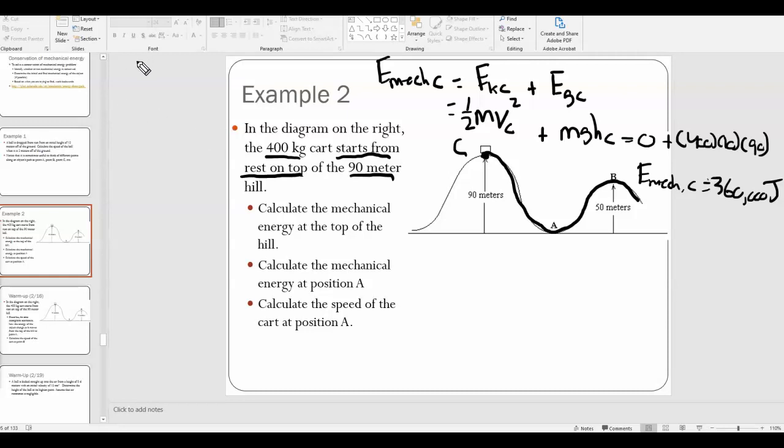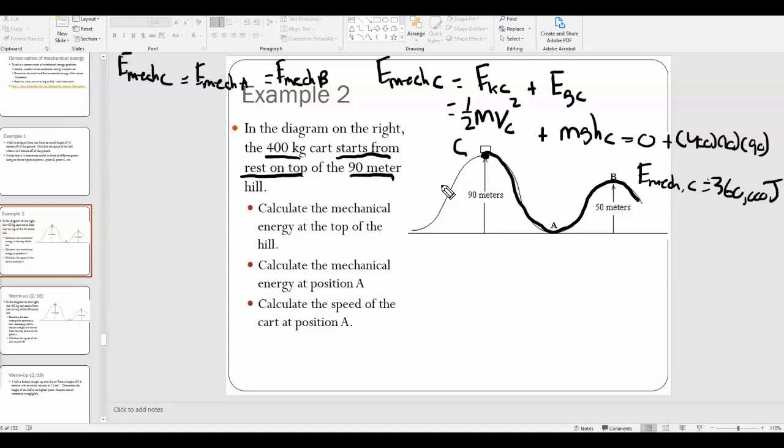In other words, the way I would write that is I would say E mech C is equal to E mech A, which is equal to E mech B. Okay, so the mechanical energy is the same at all of those points. Now, what does change is how the energy is split up because you have kinetic energy and potential energy. And so you can have one of those go up while the other one goes down.